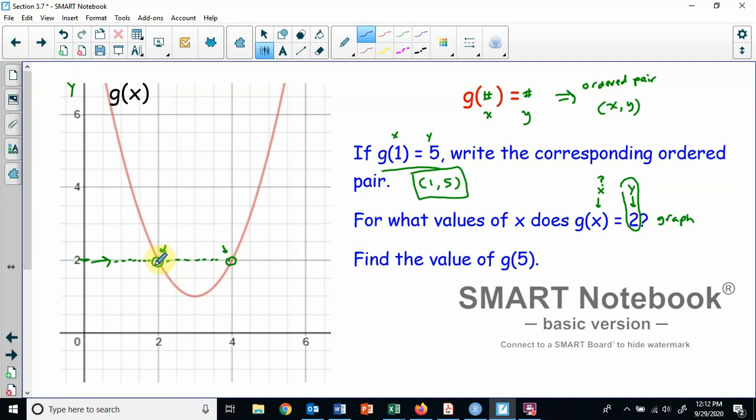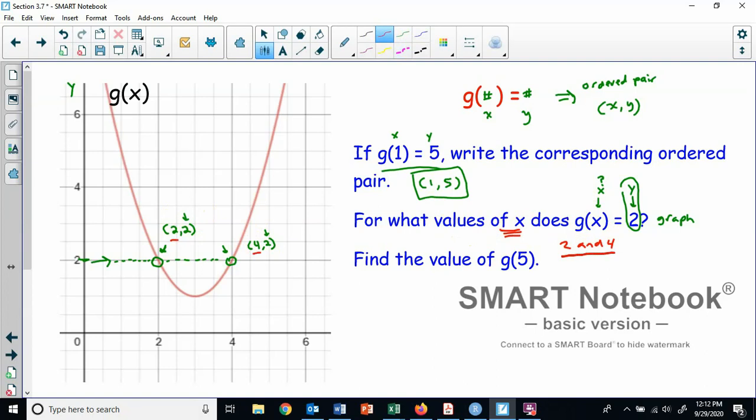What is this point? This is the point 2, 2. And what is this point? This is the point 4, 2. We already knew that it should have the y values. The question is asking, what are the x values? So what are the x values of these points? 2 and 4.